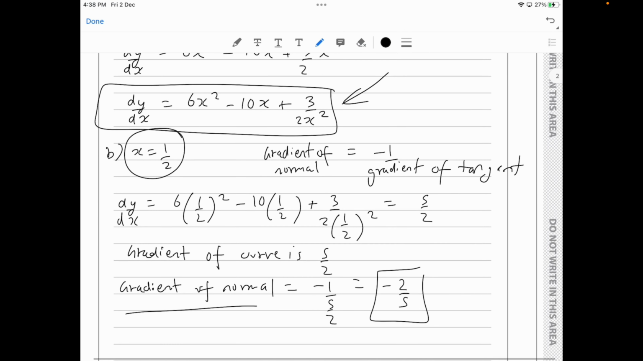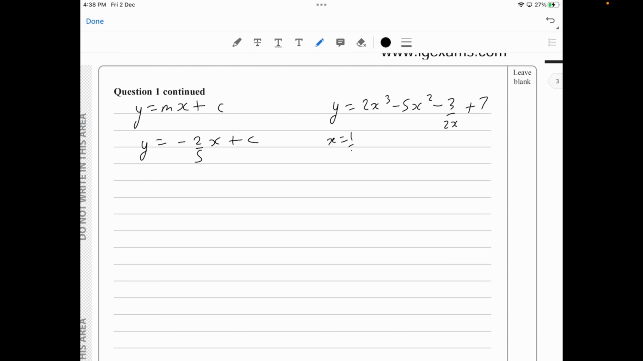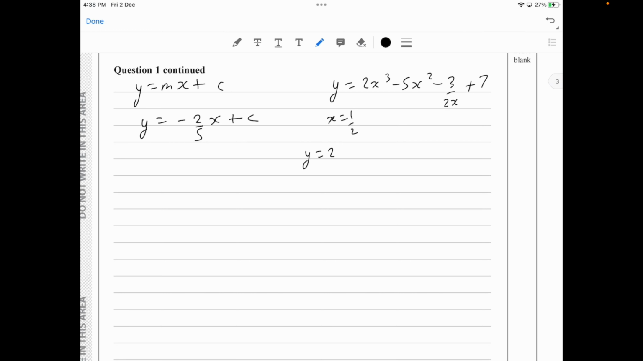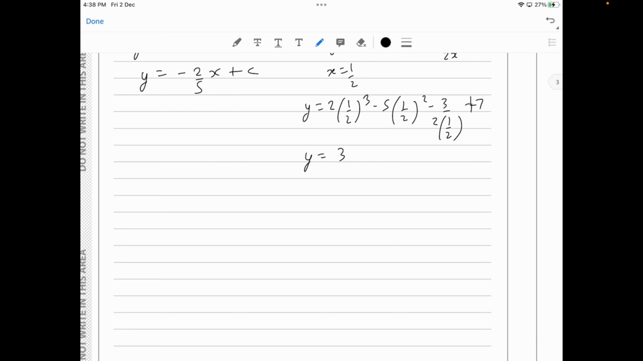And we're going to substitute the value of x given by the question itself to find the value of y. So when you substitute that, y is equivalent to 2(1/2)^3 - 5(1/2)^2 - 3/(2(1/2)) + 7. By the way, do show all your working. It's very important that you show the working. So you're going to get y's value as 3. So we know the coordinates: when x is equivalent to 1/2, y is going to become 3. You can write it down in terms of coordinates, (1/2, 3).